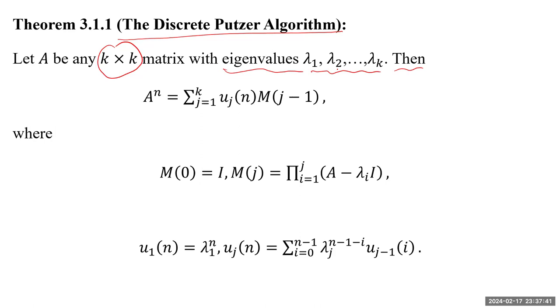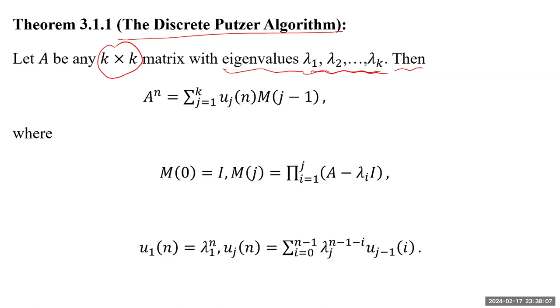What happens if all eigenvalues are distinct? What happens to A to the power of n if the eigenvalues are repeated, etc.? This algorithm works for any type of eigenvalues. So that is the major advantage of this Putzer algorithm.